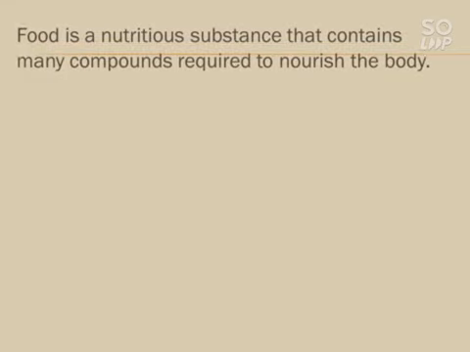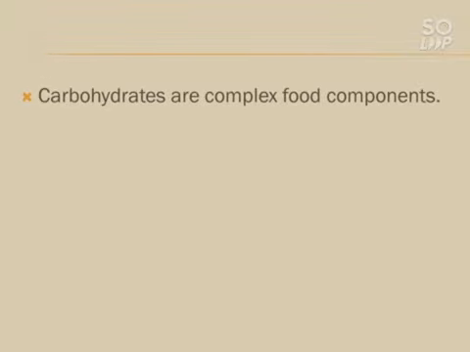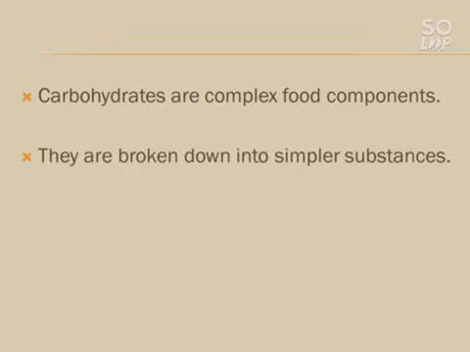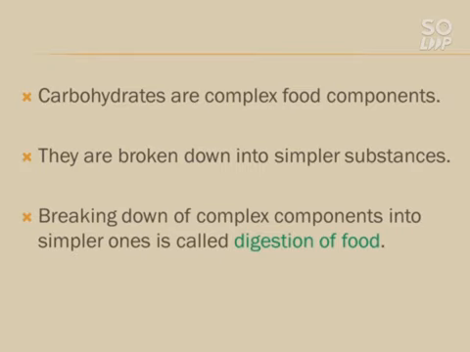Children, as you know, food is a nutritious substance that contains many compounds required by our body, basically to nourish it. From that food only we get carbohydrates, which nourishes our body. These carbohydrates are complex food components. They are broken down into simpler substances by our body. This breaking down of complex component of carbohydrate into simpler one is called as digestion of food.